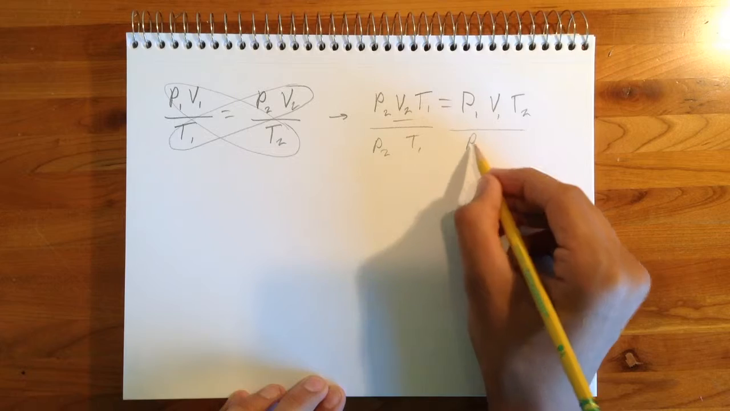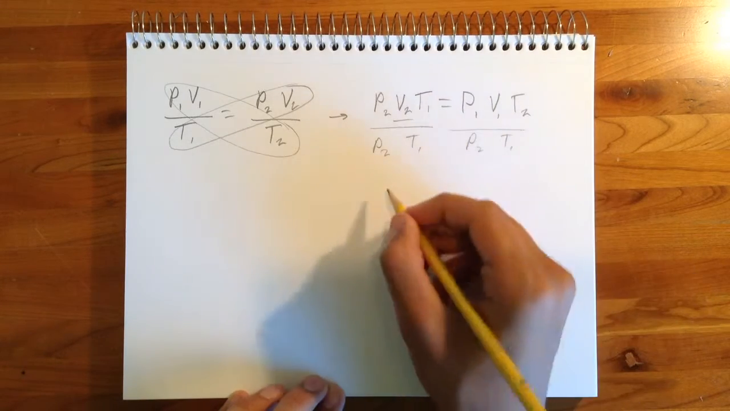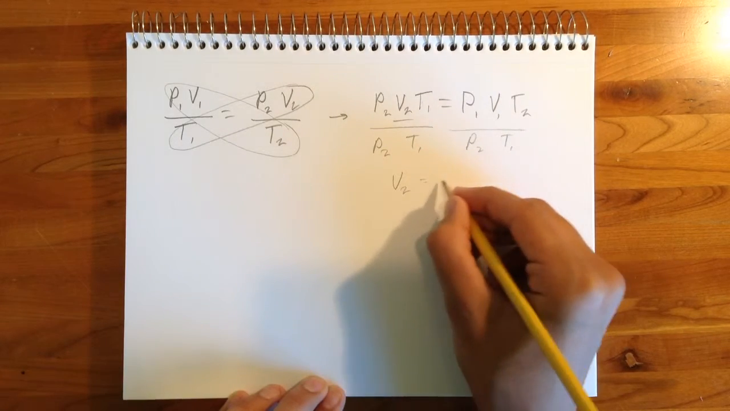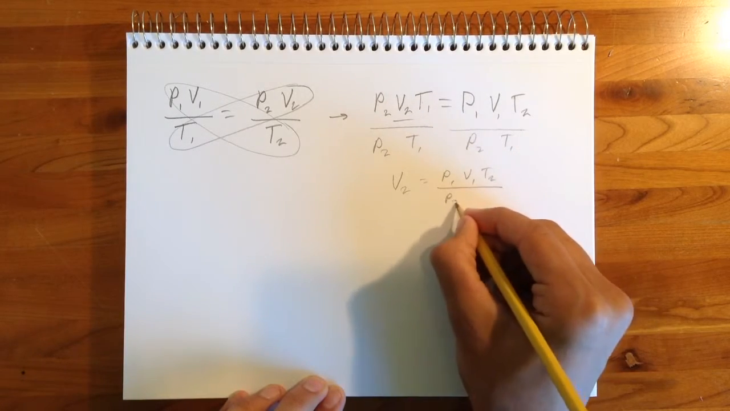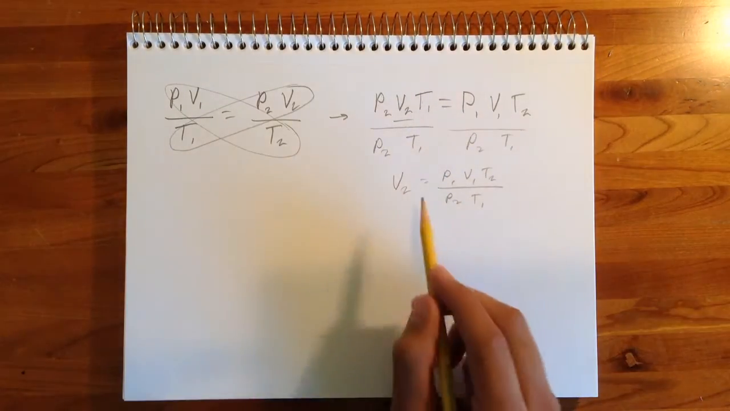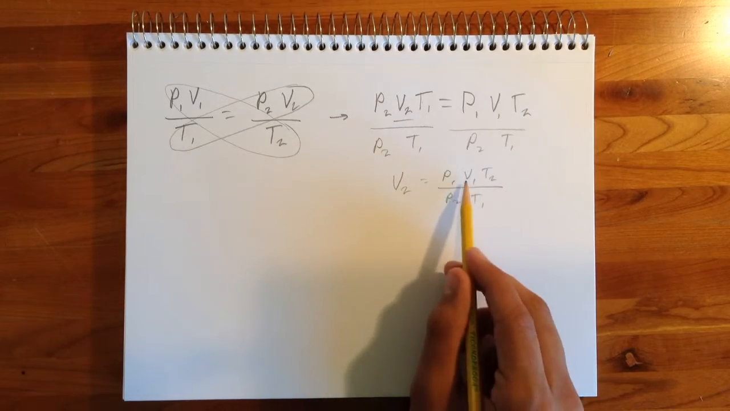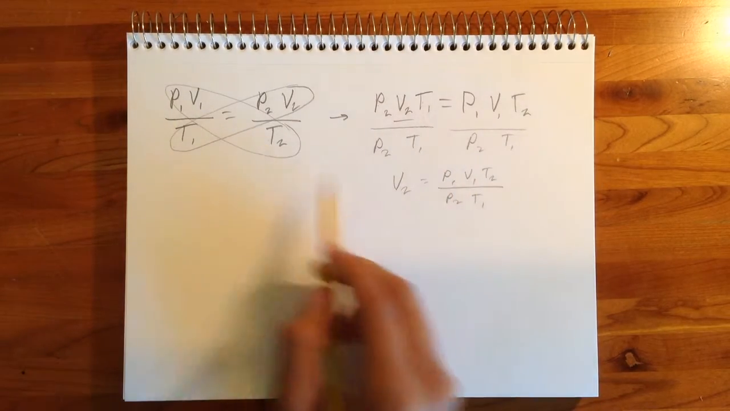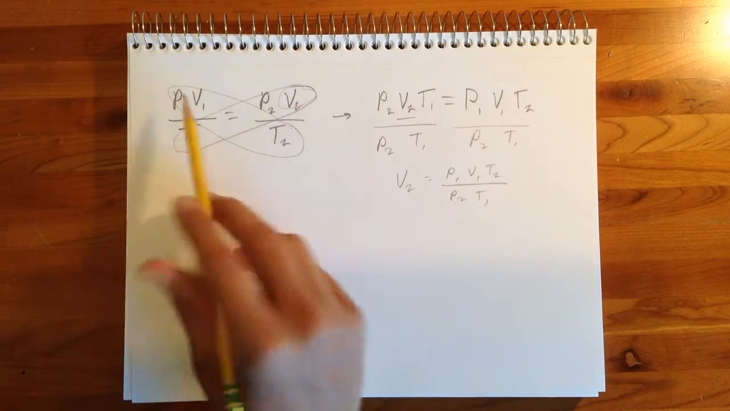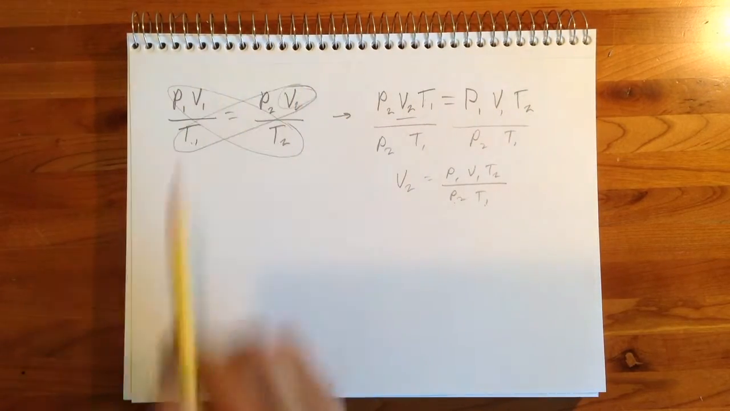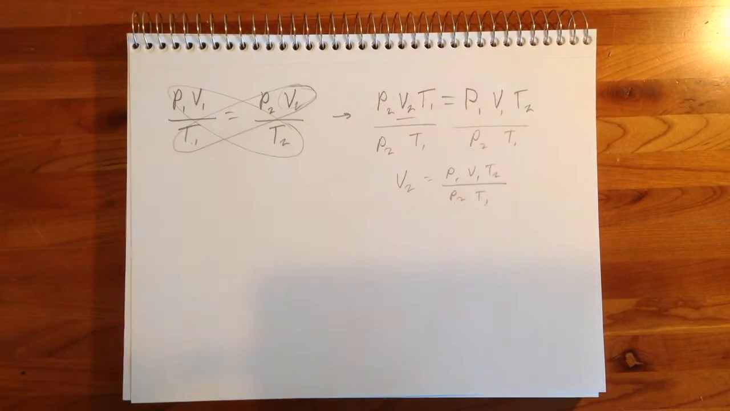So at this point, if we are solving for, say, V2, what we can do is look at the two things that it's next to in our equation, which are P2 and T1, and divide both sides by P2 and T1 to reduce those from the left side of the equation to get V2 alone, and then our answer is just P1 V1 T2 over P2 T1.